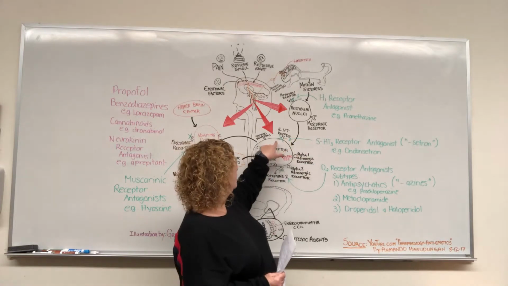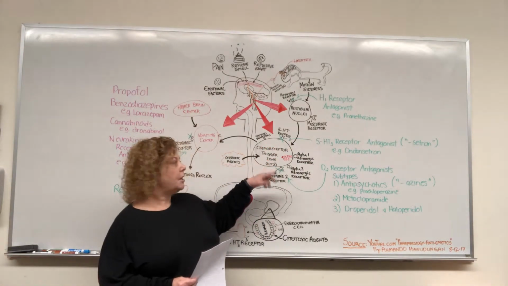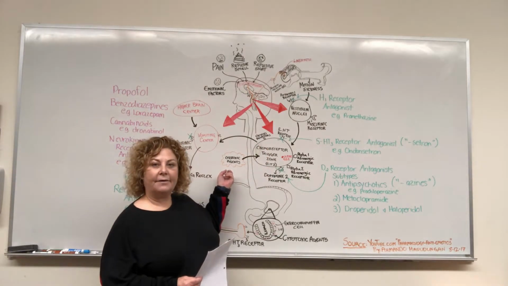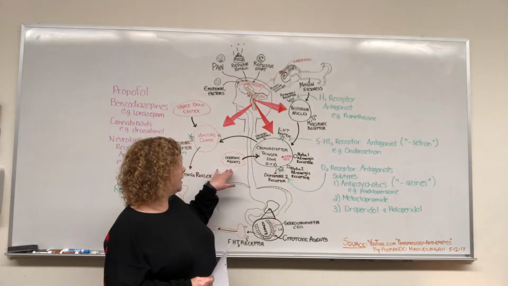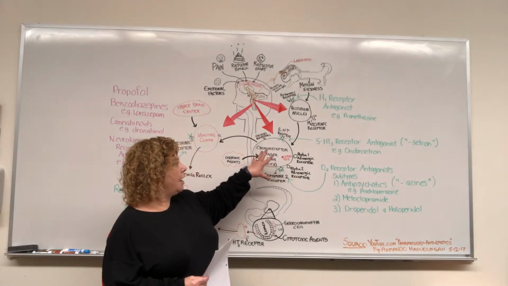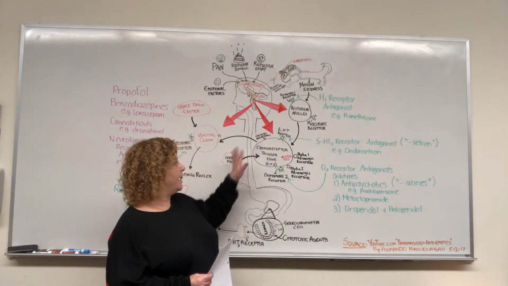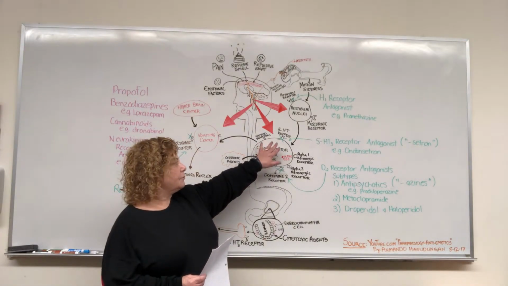They bind to 5-HT receptors in the chemoreceptor trigger zone and block their action, and that's why they're really effective against chemotherapy-induced nausea. Chemotherapy agents trigger the chemoreceptor zone, but the 5-HT3 receptor antagonists block the receptors so they can't bind, and that's how it affects nausea and vomiting.